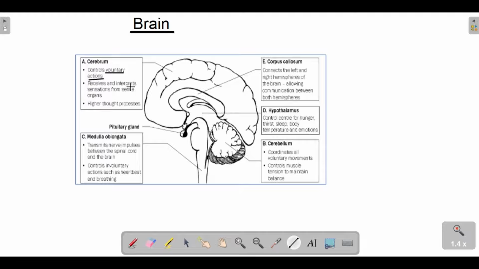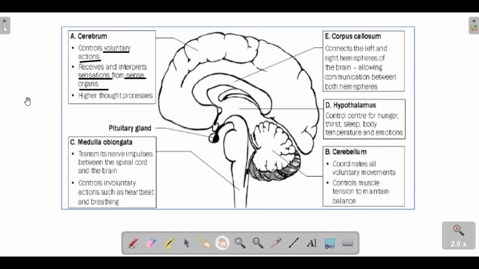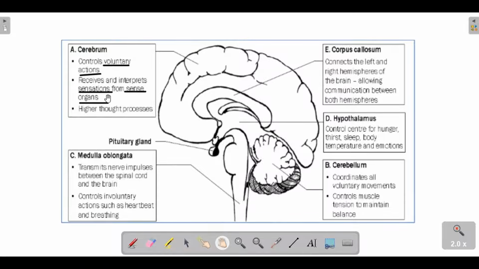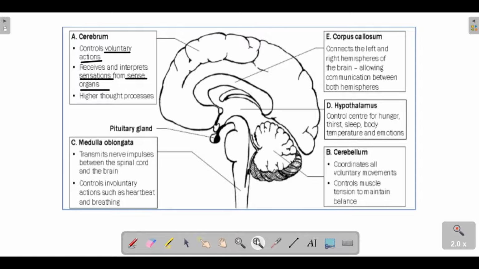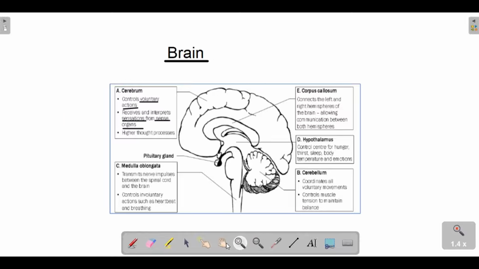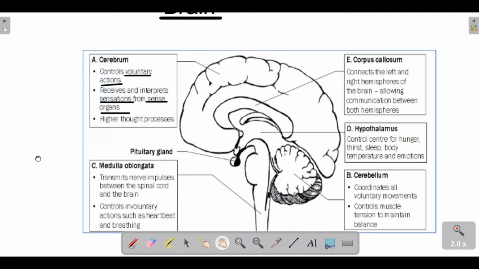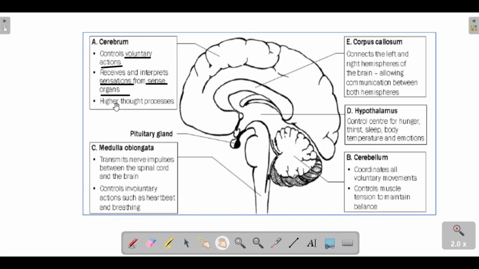The cerebrum does not only control voluntary actions, but it also receives and interprets sensations from sense organs. You are able to see, you are able to hear, you are able to smell, you are able to feel because of the cerebrum. Impulses will be sent to the cerebrum whenever you smell something, whenever you hear something, whenever you see something. So it's the cerebrum that allows you to see, to smell, to feel, and to taste as well. So all of the sense organs send impulses.